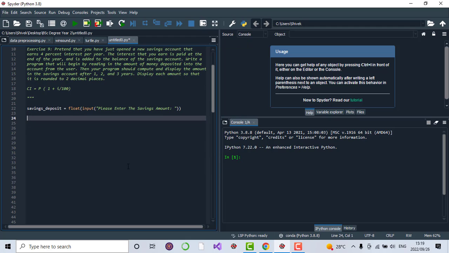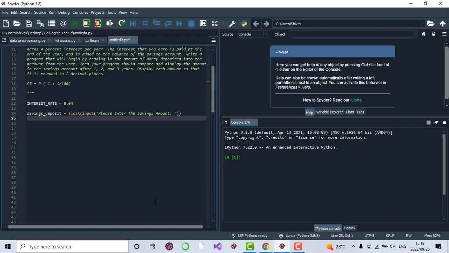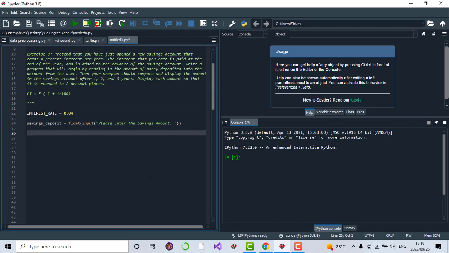That's our prompt. Moving on, what we can do as well is have our interest rate set up as a constant to make life a bit easier during the calculation portions. Okay, that's good. That's brilliant. Now, calculation time. So what do we need to do? We need to use this formula, and we need to calculate the amount of money that's going to be in that account after 1, 2, and 3 years. So let's compute it.